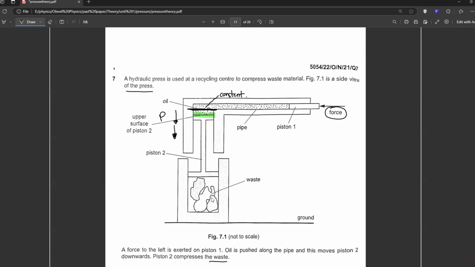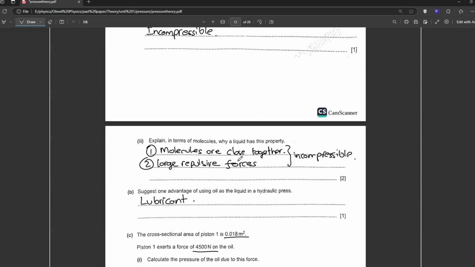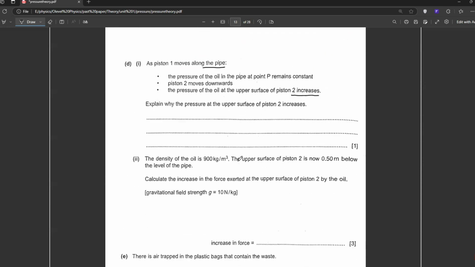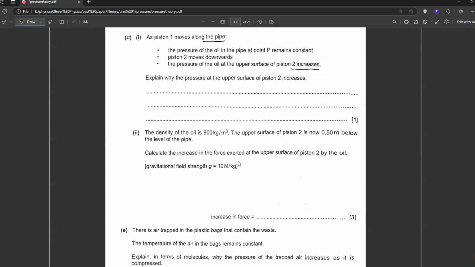And that's perfectly fine. Why? Because if the upper surface starts moving downwards, what will happen? The depth of oil increases. If the depth of oil increases, the pressure will increase. So let's see what the examiner is asking. Explain why the pressure at the upper surface of piston 2 increases.